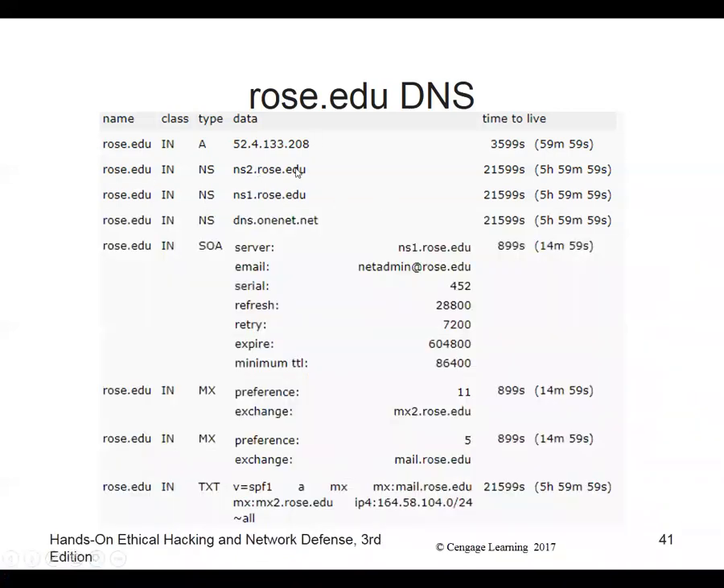All right, there's our name servers. We also have OneNet. That's who our provider is. There's their SOA record. There's their mail server information. Okay. They have something at the bottom I don't have.